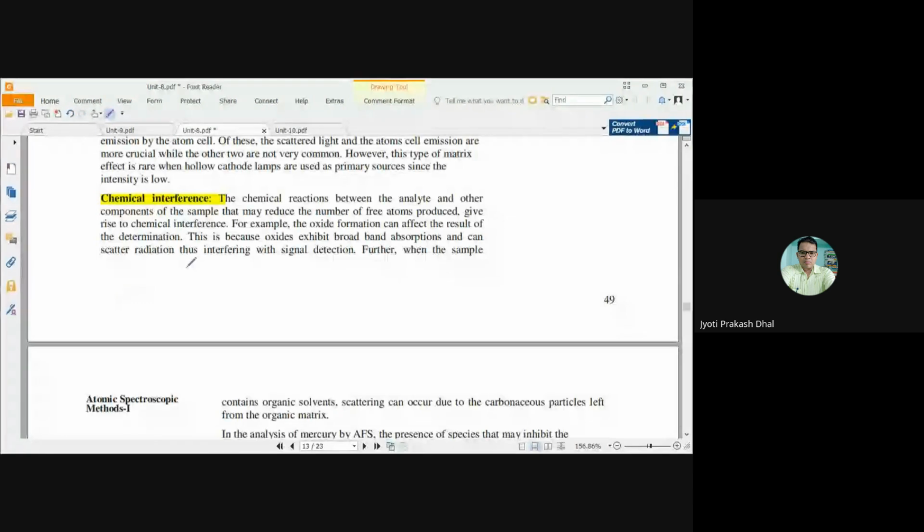Now for chemical interference, chemical reactions between the analyte and other components of the sample may reduce the number of free atoms produced and give rise to chemical interference. For example, oxide formation can affect the result of determination. This is because the oxide exhibits broad band absorption and can scatter the radiation, thus interfering with signal detection.